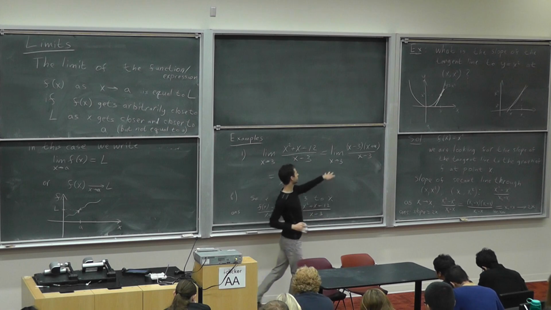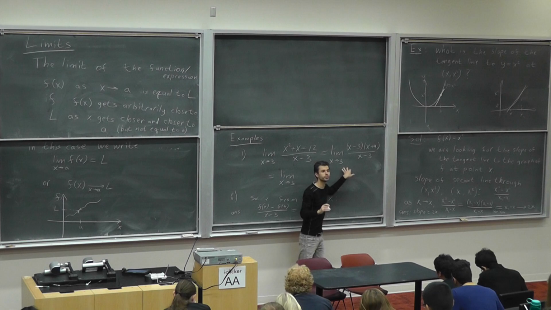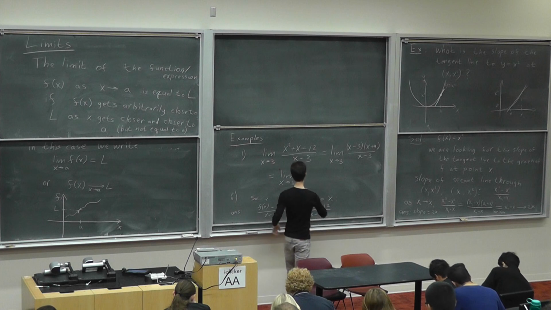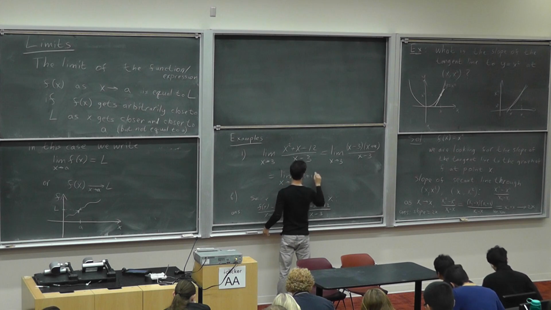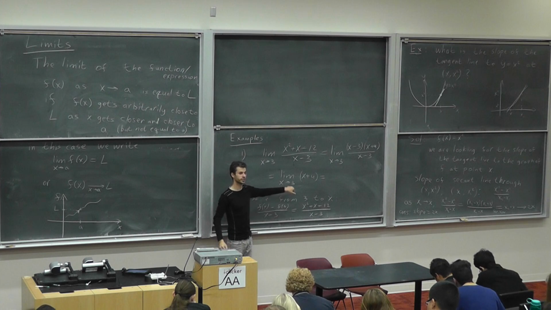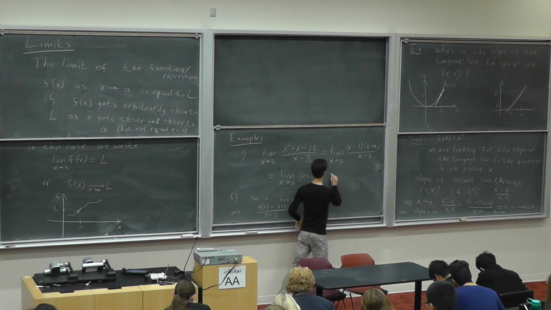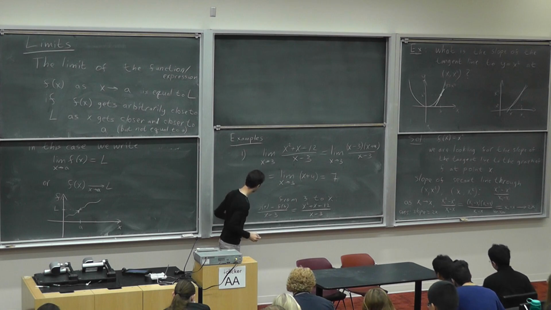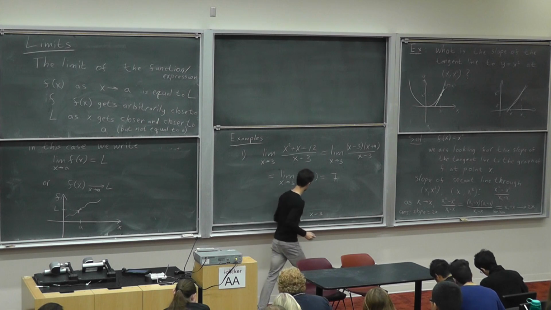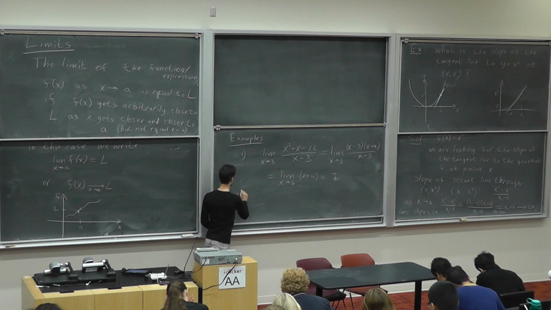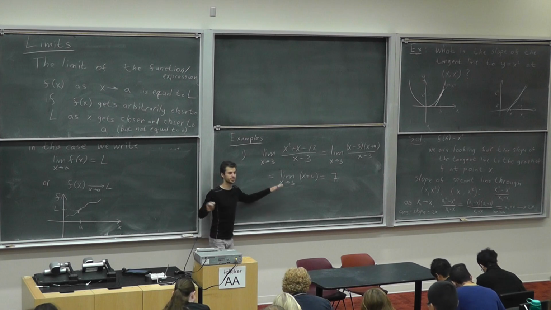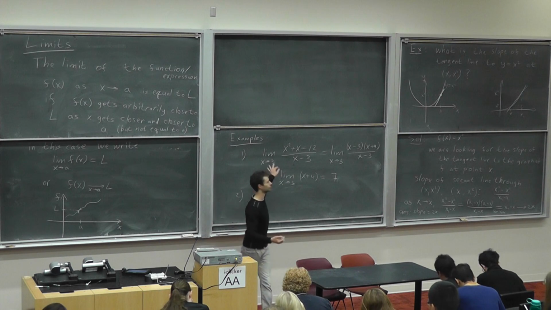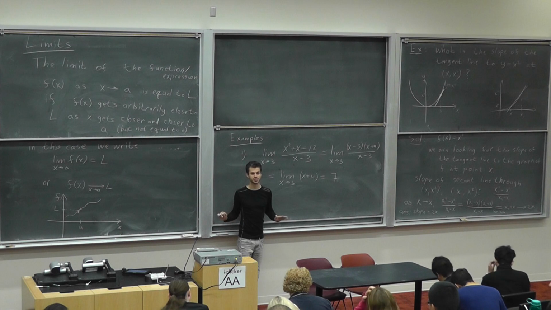Now, because in limit computations I'm not talking about the value at point 3, only about values nearby, I'm allowed to cancel out this x minus 3. And now the answer is obvious. When x is close to 3, x plus 4 is close to 7. So this is basically the same example we had before, just with new notation, a new word, limit. But otherwise it's exactly the same.